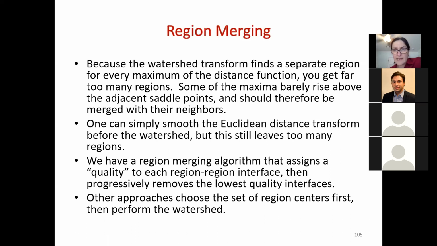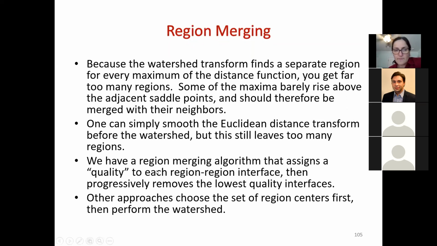I think by now you're realizing that in image analysis, you always have to filter something somehow. If you have local maxima that are barely maxima, that don't rise high enough from the surrounding points, then they should be merged with their neighbors. One could try to smooth the Euclidean distance prior to watershed. Ultimately, it comes down to playing with it quite a bit.